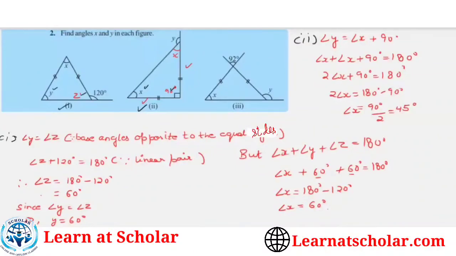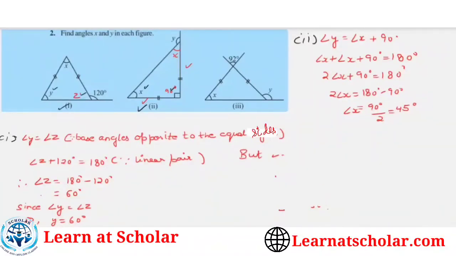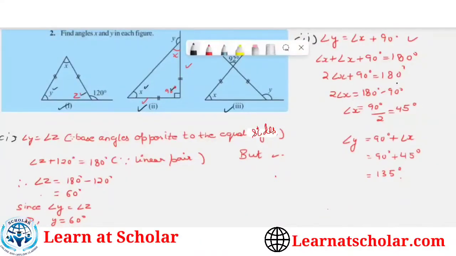Let's find the value of y. y is an exterior angle, so the sum of the two interior opposite angles will be equal to y. 90 degrees plus x, the value of x is 45 degrees. So the value of y will be 90 plus 45, which is equal to 135 degrees. Now let's move to the third one.